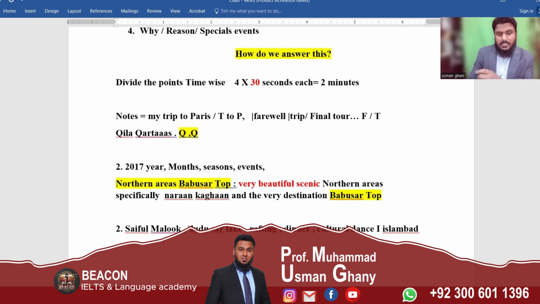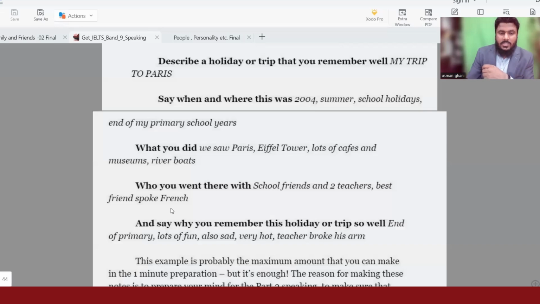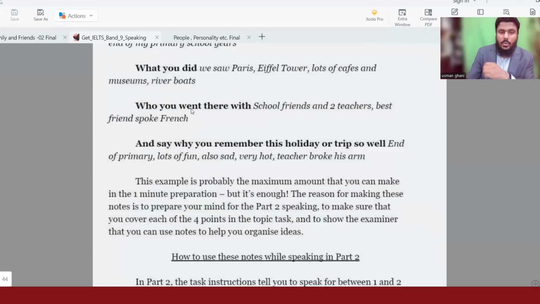Yes, sir. Very well done. Now let us move to the next point, and what the next point is actually is who you went there with. Yes, Mr. Raees, who you went there with. School friends and 2 teachers, best friends, spoke French. Shabash. School friends, 2 teachers, and best friends spoke French.